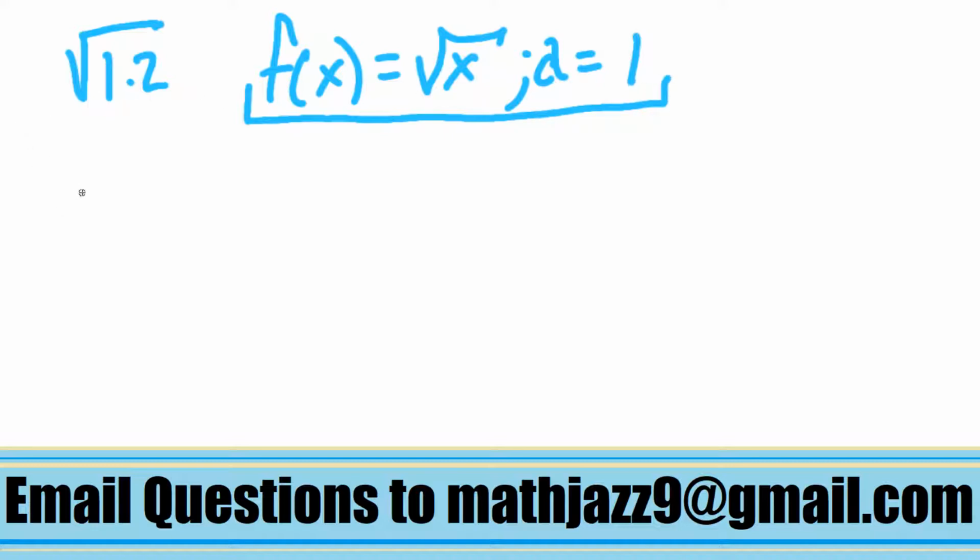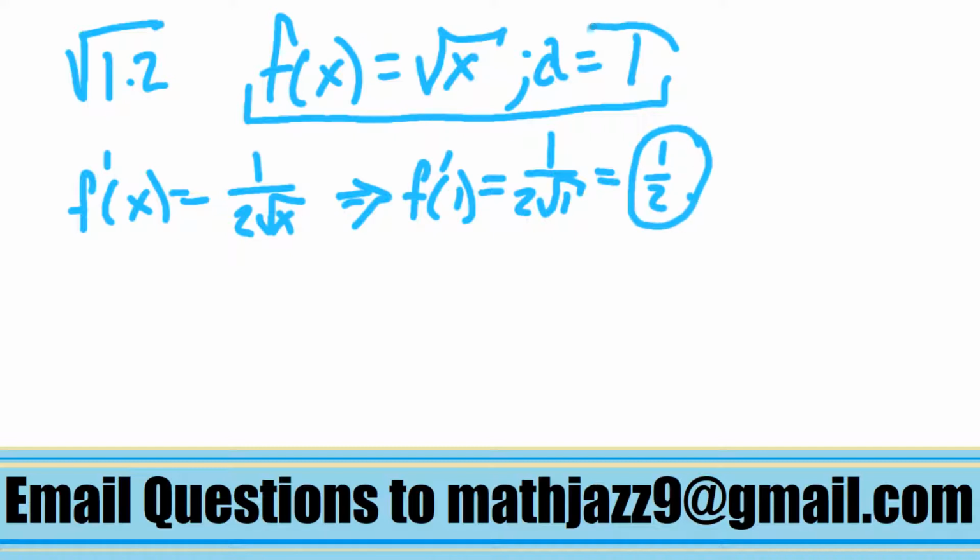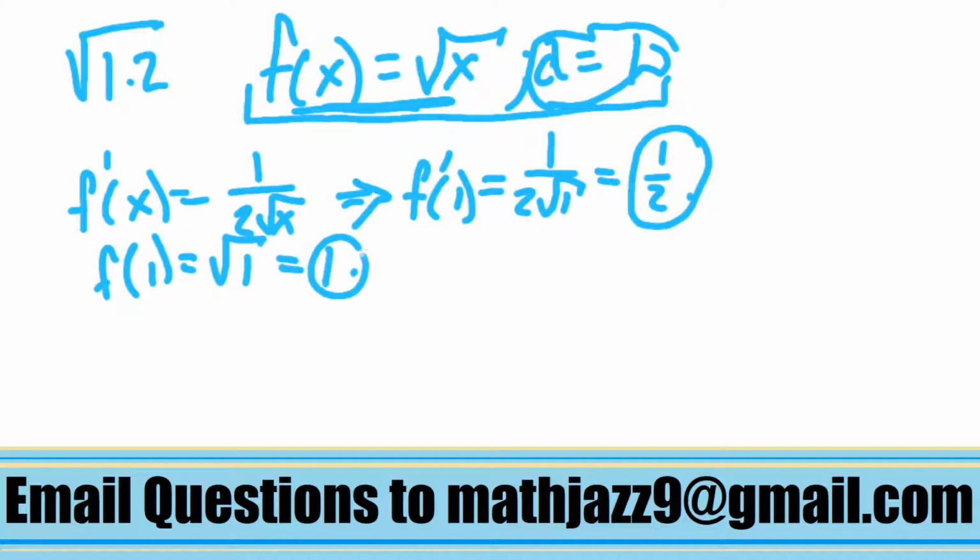That's going to look like this. F prime of x equals 1 over 2 times the square root of x. So f prime of 1 is equal to 1 over 2 times the square root of 1, which is equal to 1/2. We now have a slope. We have the x coordinate of a point, and we plug 1 into f to get the y coordinate, so f of 1, not f prime of 1, just f of 1. F of 1 equals the square root of 1 equals 1. Here's the y coordinate of our point.